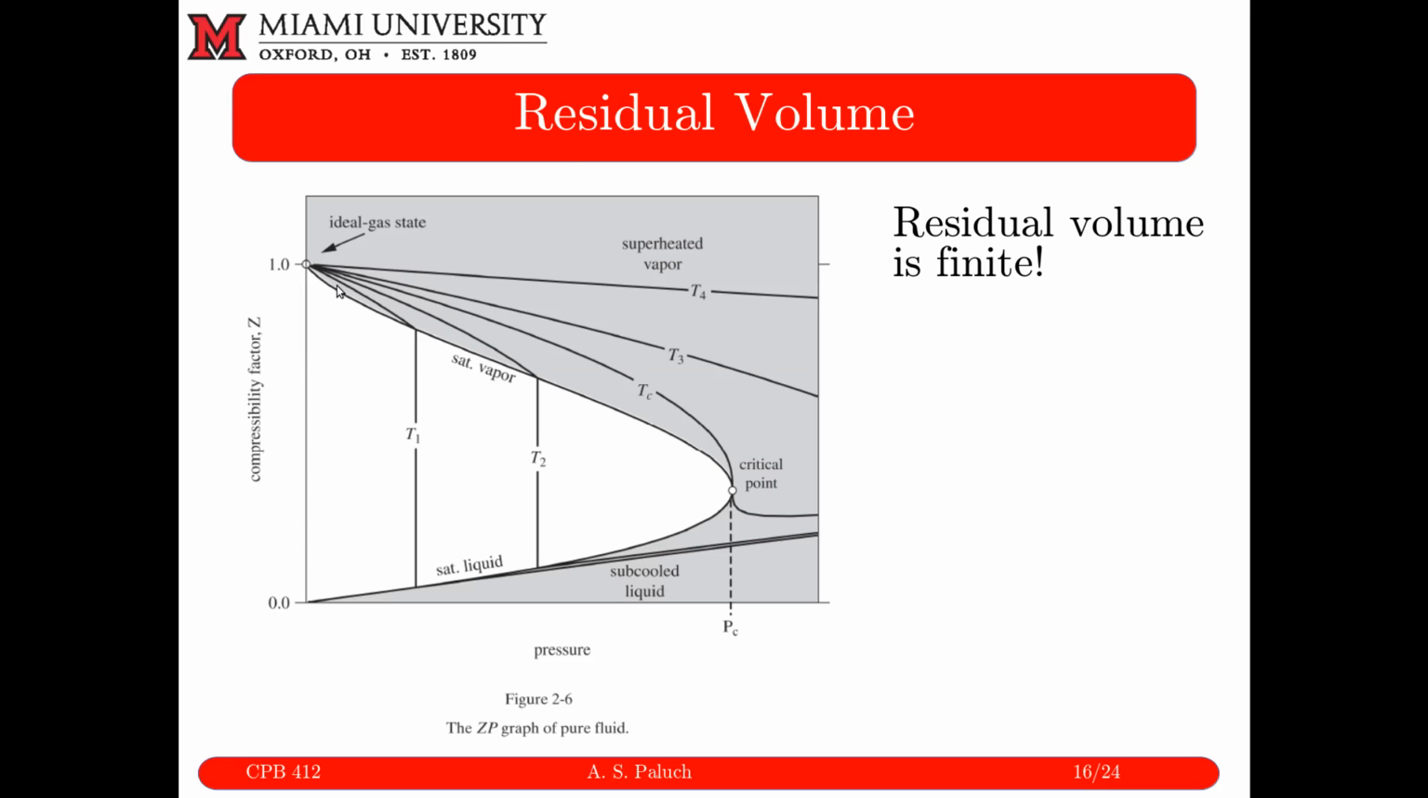So residual volume is a little tricky. In the ideal gas limit, it's not equal to 0, but instead it's equal to some finite value. Numerically, it would be equal to the slope of this isotherm in the ideal gas limit. Again, all of these isotherms, just by inspection, have a different slope in the ideal gas limit, and so it's not just going to be some magical constant either.